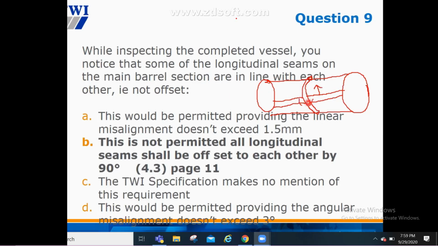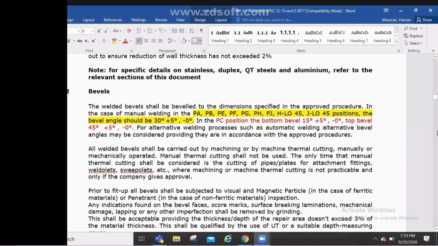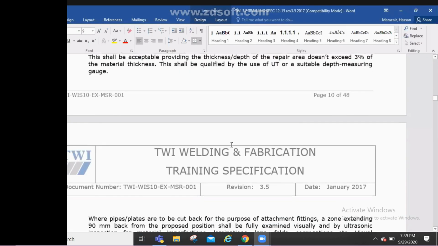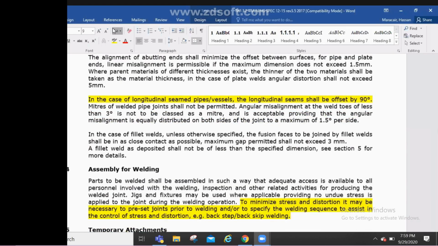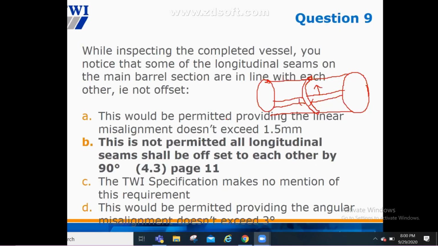So look at page 11, 4.3. All right. 4.3 is very clearly stated in the spec. In the case of longitudinal seams in pipe or vessel, the longitudinal seams shall be offset by 90 degrees. Yeah. So that will give us the answer B. Yeah.